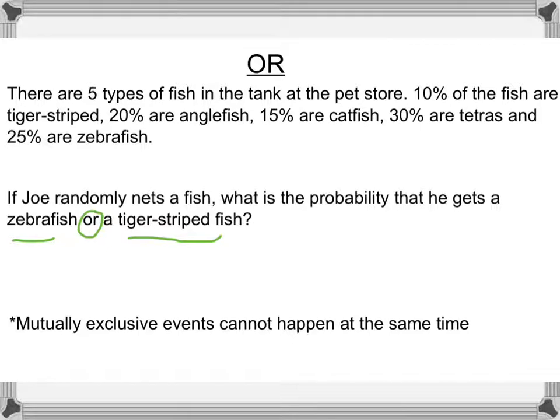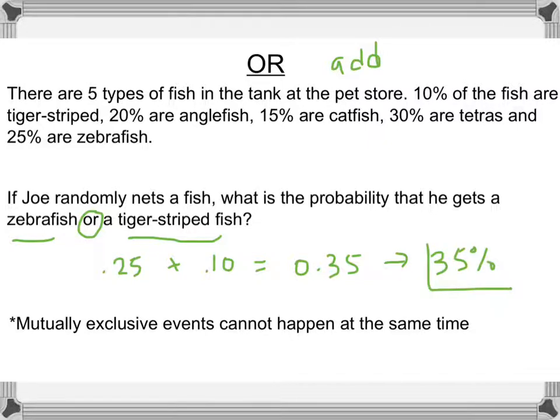So all I have to do here is, again, add the probabilities together. So I have zebrafish, which is 0.25, plus tiger striped fish is 0.10, and I would get 0.35 or 35%. So there's a 35% chance that if I just net a fish randomly in this tank, it would be either zebra or tiger striped. Again, those are mutually exclusive.